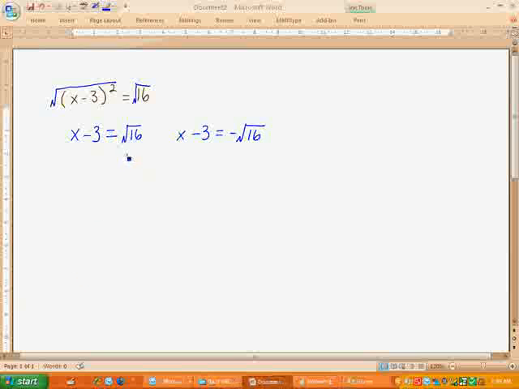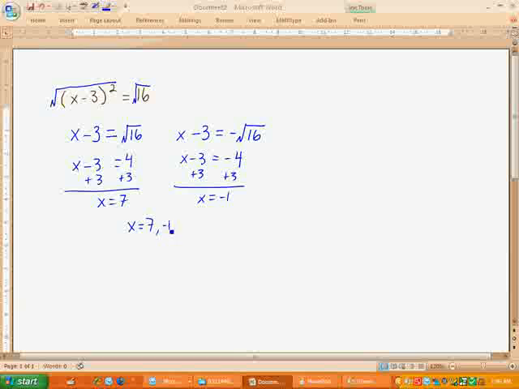I do know that the square root of 16 is 4. So I've got x − 3 = 4, and I'm going to add the 3 to both sides. And so I've got x = 7. On this side, I'll leave the x − 3 the same because I'm going to take the negative square root of 16, which is −4. I'll add the 3, and so I've got x = −1. So those are both solutions for x in this scenario.